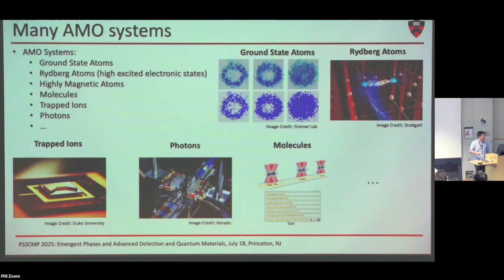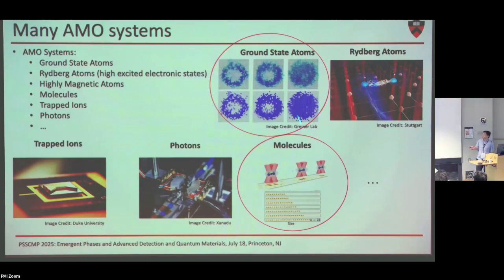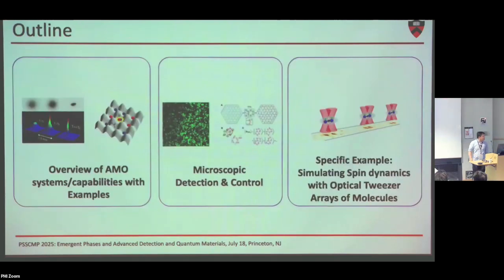Now, for today, we won't have time to go through even examples of each of these platforms. So we'll focus on two things. These are neutral systems of atoms in their electronic ground states, and also molecules that are neutral. So as an outline of the talk, there'll be 3 parts to this. Most of it will be on the first 2 parts.